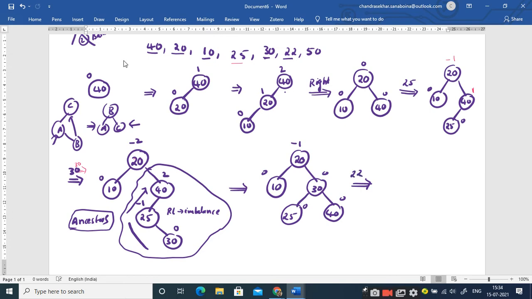Where should I insert 22? Left of 25, sir. Left of 25. Very good. So this becomes 30 and this is 40 and this is 25, and here it is inserted, right? Listen carefully. Here I have told one important point.